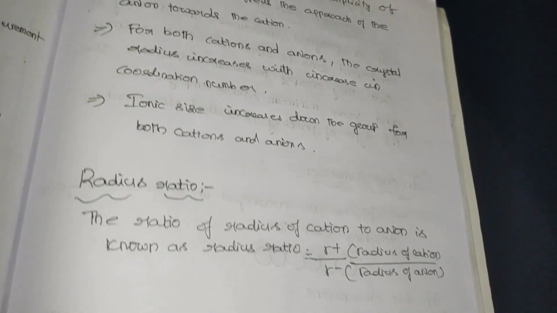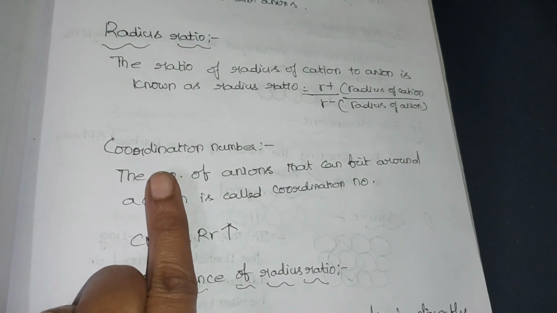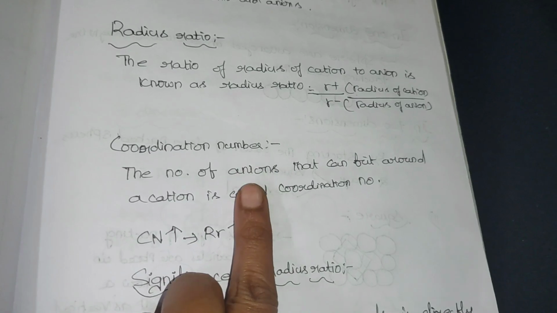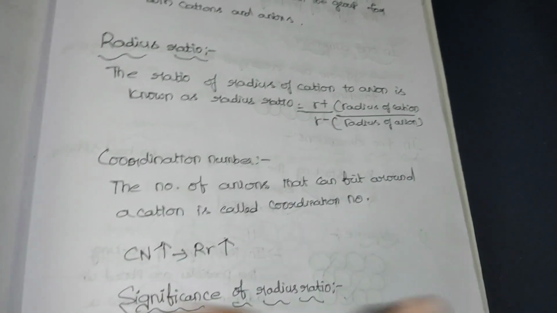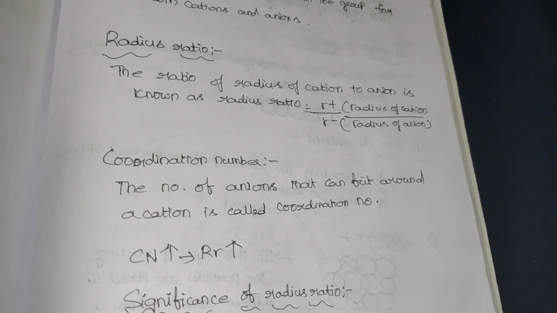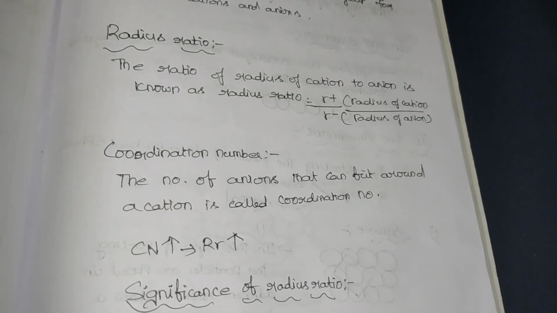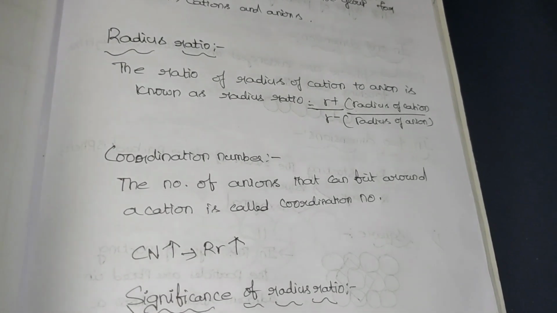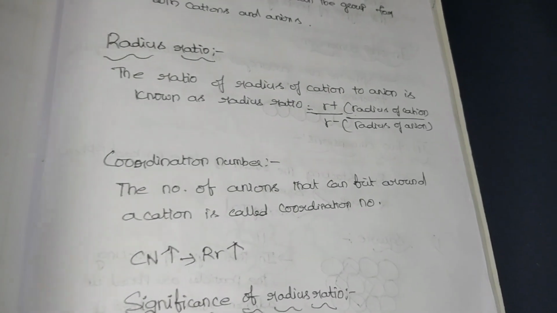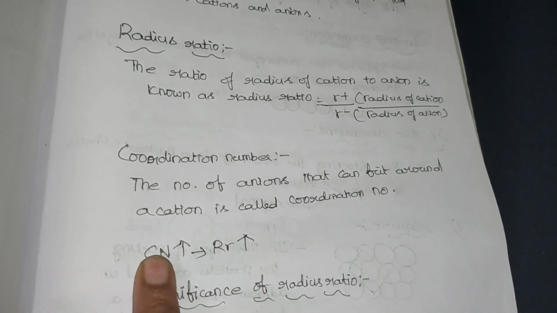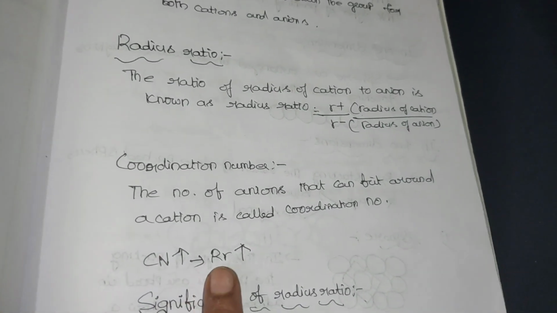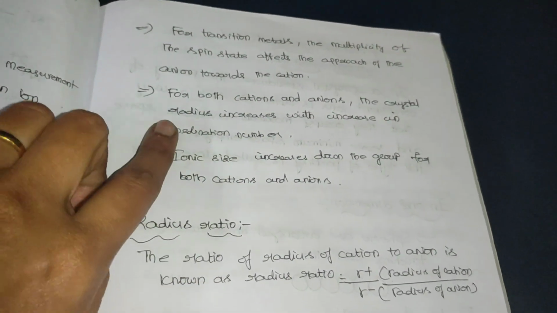So what is coordination number? The number of anions that can fit around a cation is called the coordination number. Around a cation, so many anions will be surrounded. That number of anions surrounding the cation is nothing but the coordination number. If the coordination number increases, then the radius ratio also increases and the crystal radius also increases.